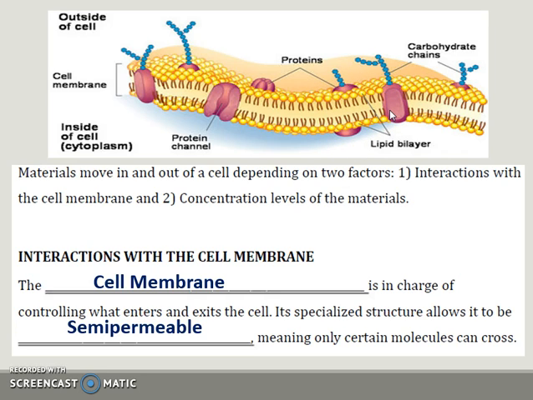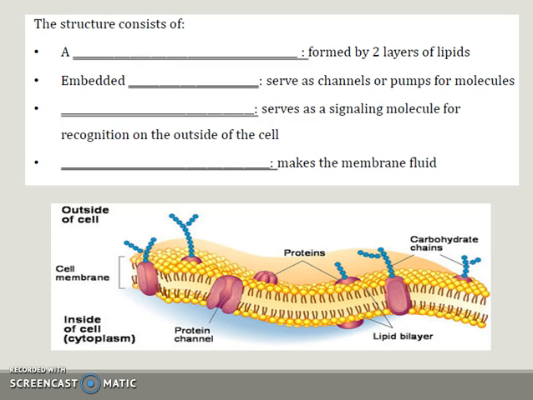An example you can think of is a fence, like a wire fence. Some things can go through if they're small enough, but the larger items won't be able to go through because they won't be able to fit through the openings. Similar to the cell membrane. Cell membrane is semi-permeable.